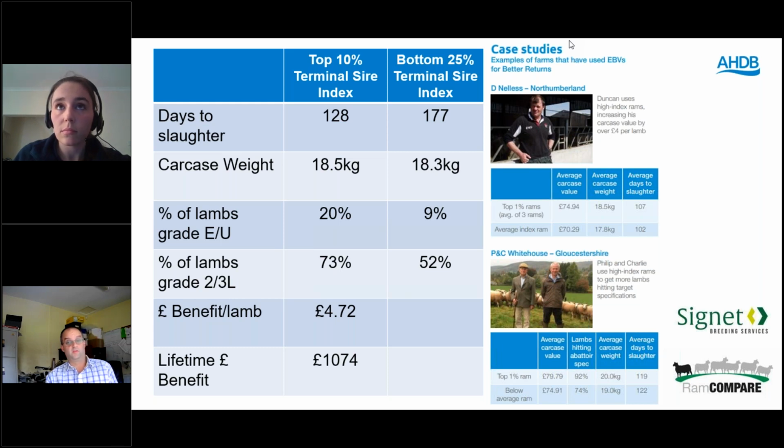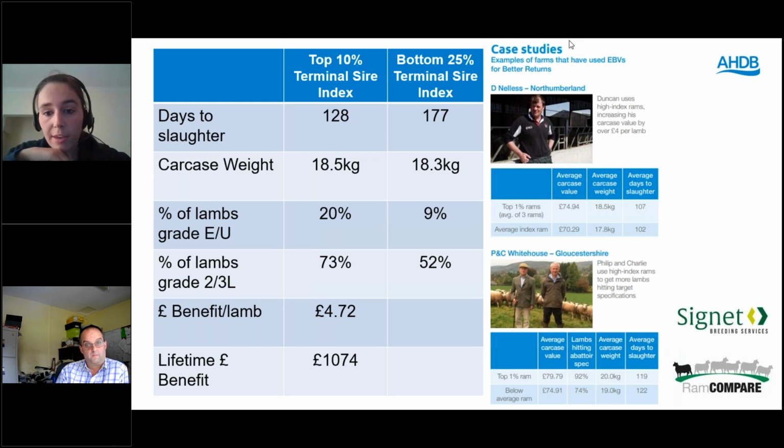it's the same. There's a 20% difference in those lambs actually hitting spec. So if you're hitting base spec, you're getting the most out of the lamb you can. Whereas with the ones in the bottom 25%, there's probably more 4s and 4Ls, 4Hs. So obviously that brings your price down then.